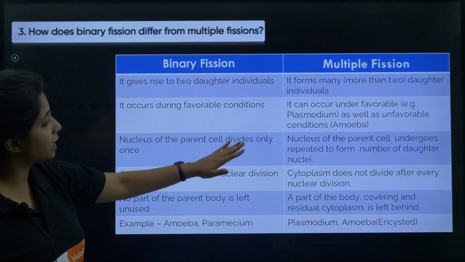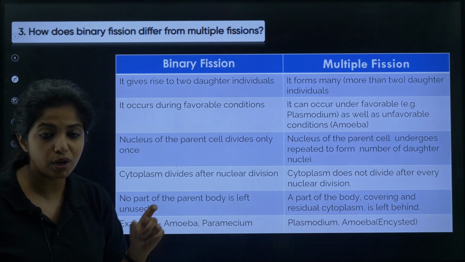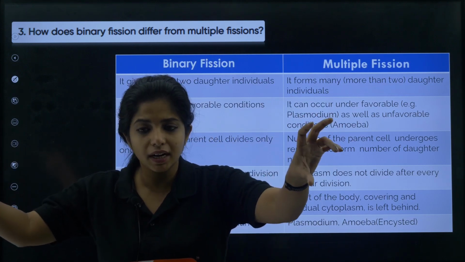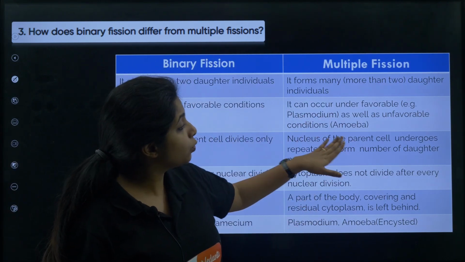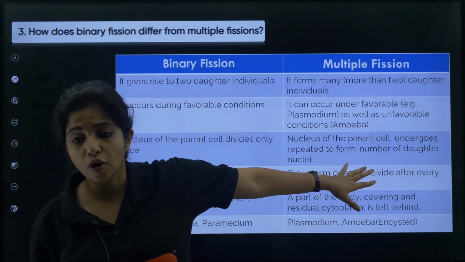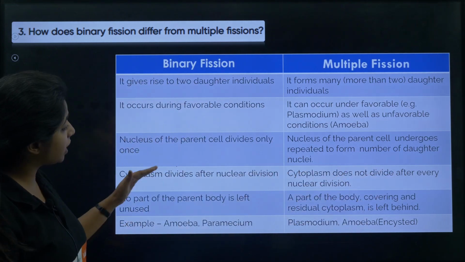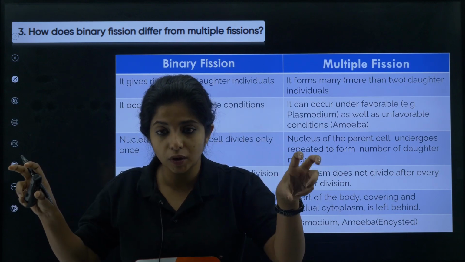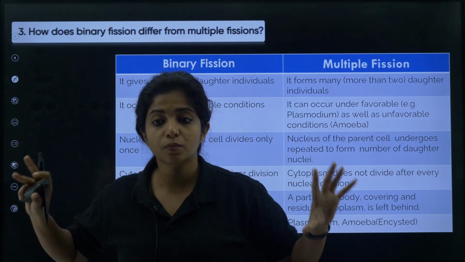Now the nucleus of the parent cell divides only once. This is important. The nucleus of the parent cell, that is the amoeba, divides only once, and then it later separates, right? So basically over here in the case of multiple fission, the nucleus of the parent cell undergoes repeated division to form a number of daughter nuclei, right? And the cytoplasm divides after nucleation. So once in the amoeba the nucleus has divided, at that point itself the cytoplasm also divides.